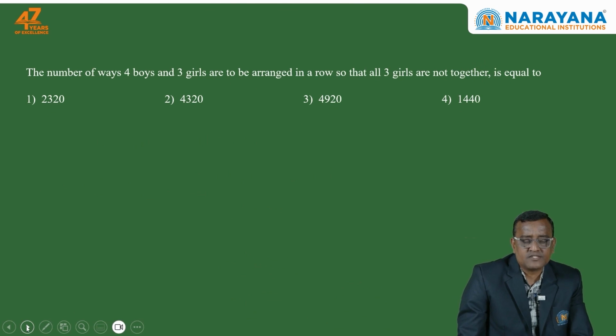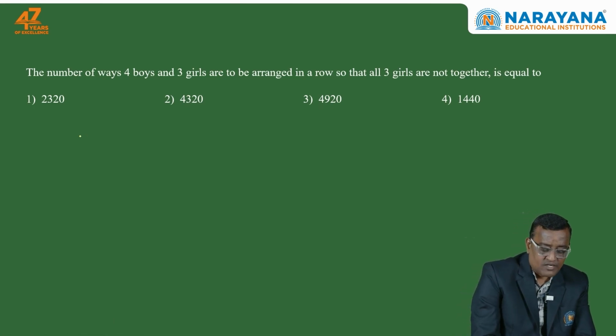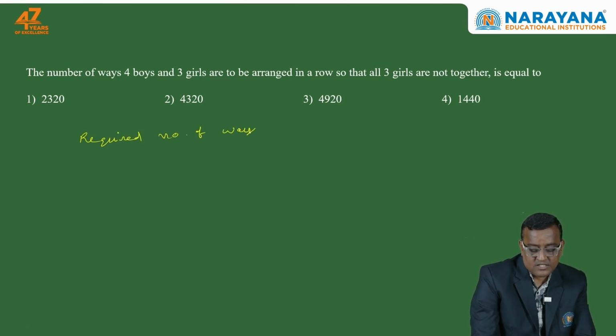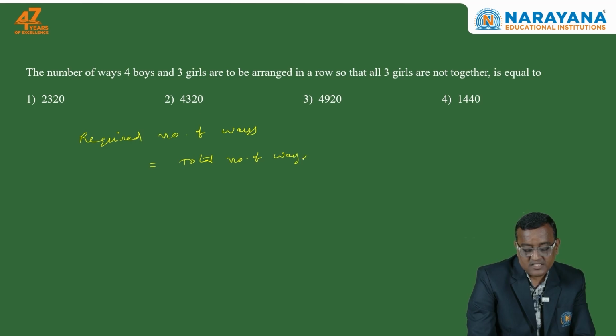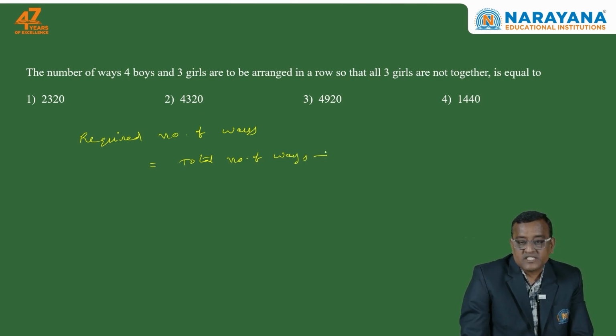The number of ways 4 boys and 3 girls are to be arranged in a row so that all 3 girls are not together. It's a very simple question. The required number of ways is nothing but the total number of ways of arranging 4 boys and 3 girls, minus the number of ways in which all 3 girls sit together.